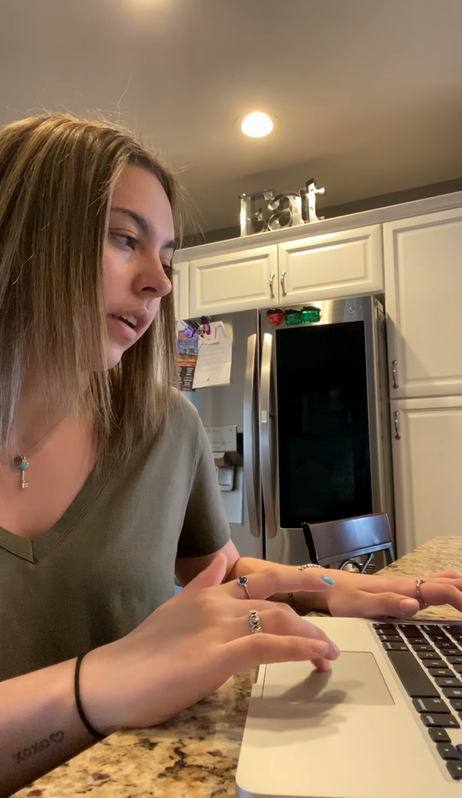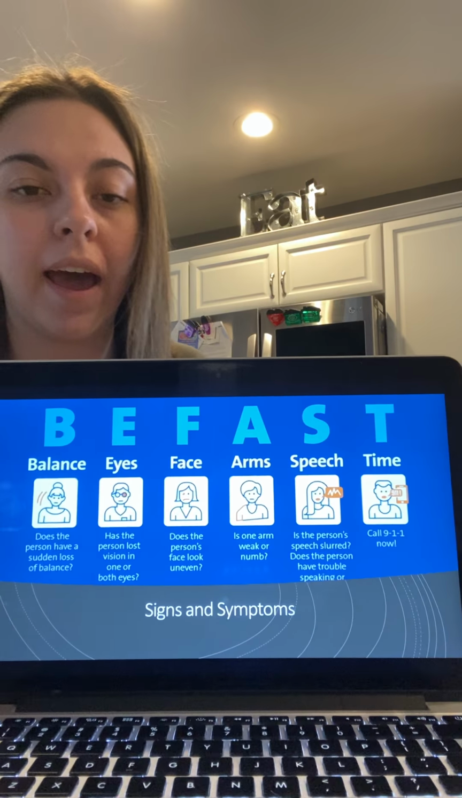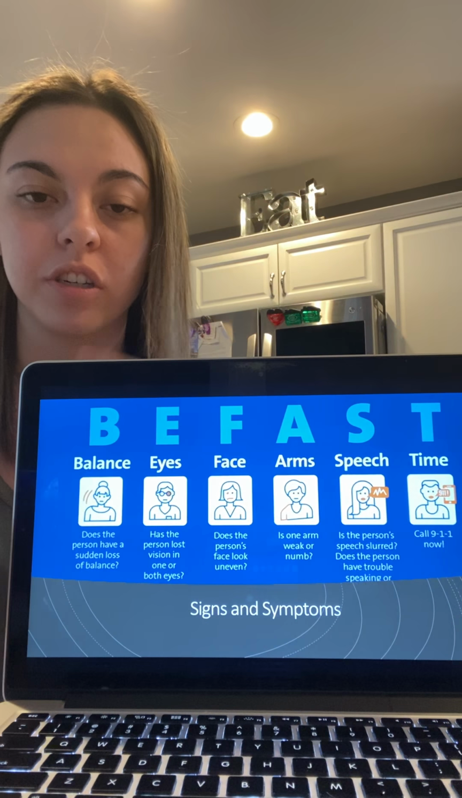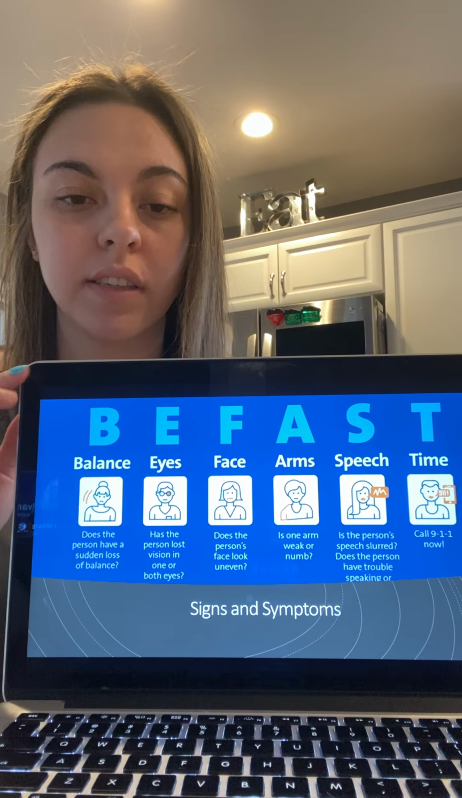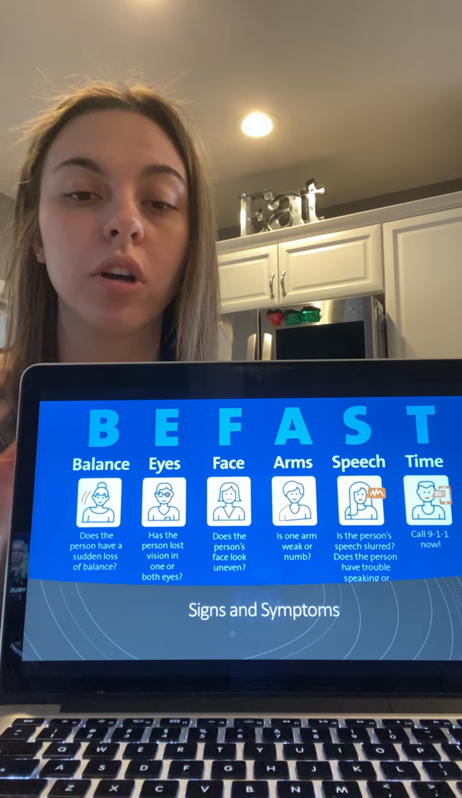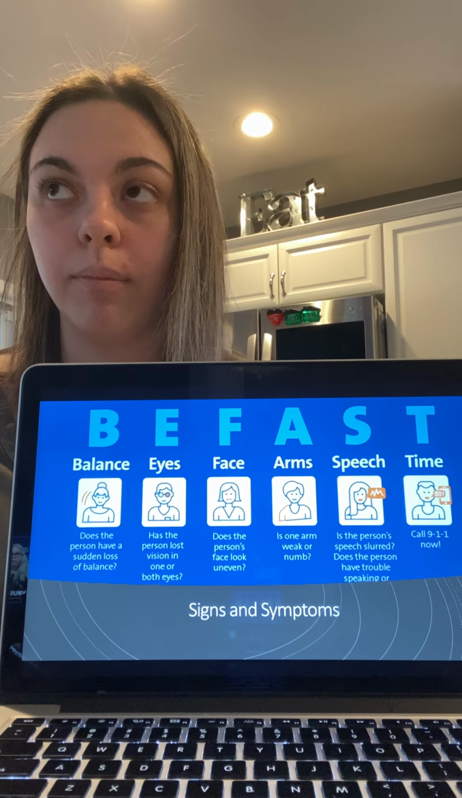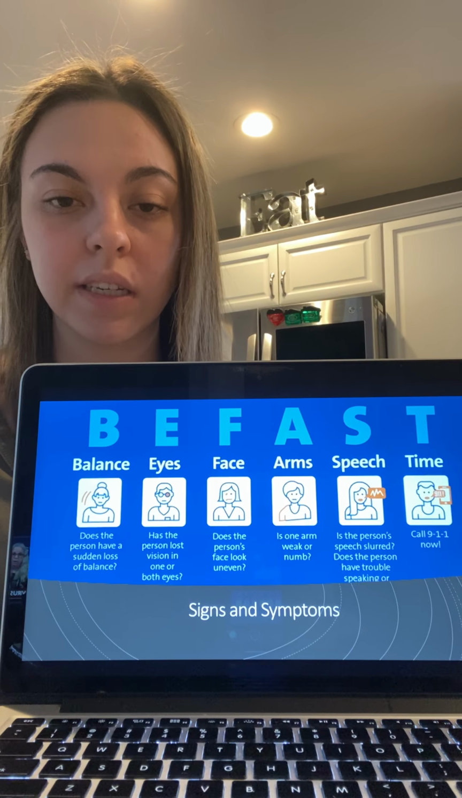So that was, again, just recognizing a stroke and ways you can recognize a stroke. FAST is the acronym, but it was just recently changed to BFAST. And this is how you recognize the signs and symptoms of a stroke. So the B stands for balance. A person's balance may become off. They might become dizzy.